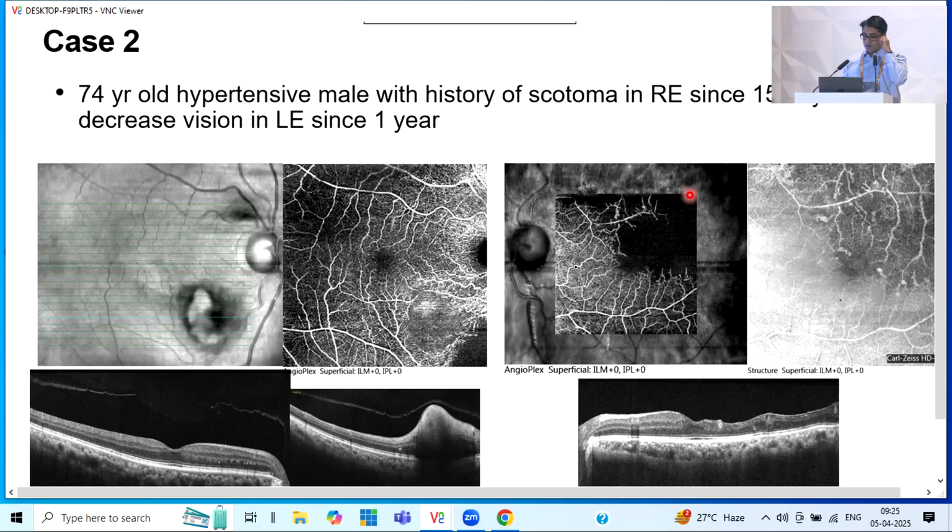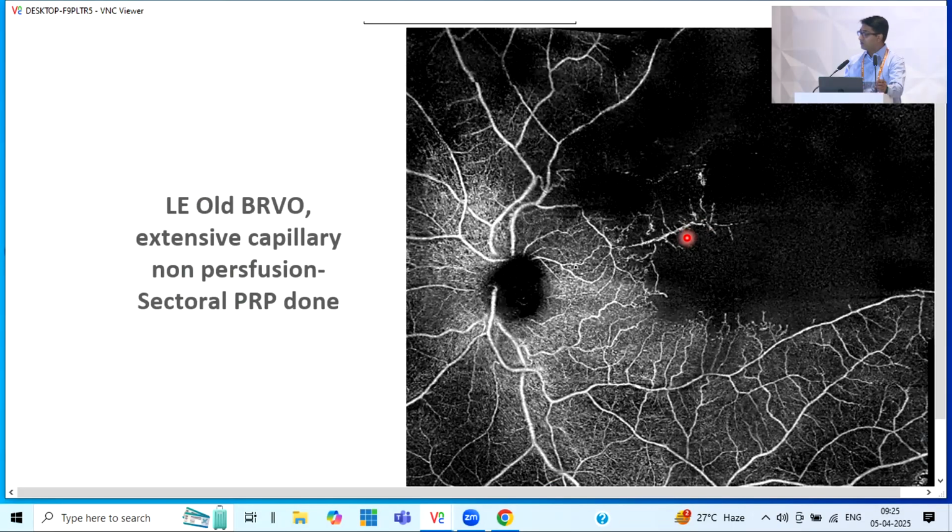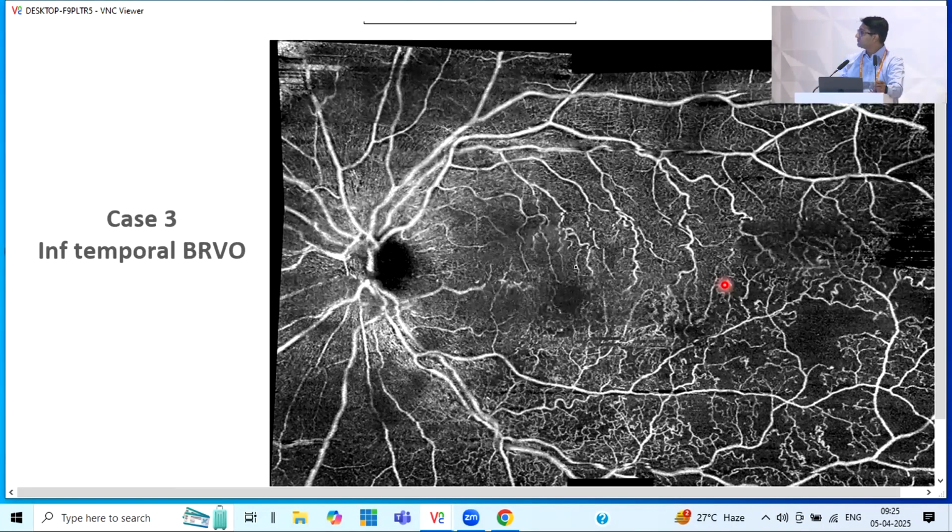This is another case in a 74-year-old hypertensive, who came with a history of scotoma in the right eye and decreased vision in the left eye since 1 year. In the right eye, when we did an OCTA, there was a small vein occlusion. But what was interesting was in the left eye, there was macular ischemia. So we did an 8 by 8 OCTA, and you see this massive temporal non-perfused area. Sectoral laser was planned in this patient.